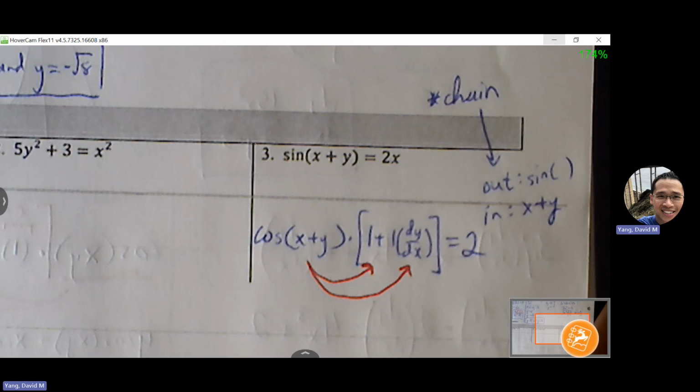Or can you just divide by the cosine, subtract? Yeah, you can do that too. Yeah, that works too. Yeah, we'll get the same answer.